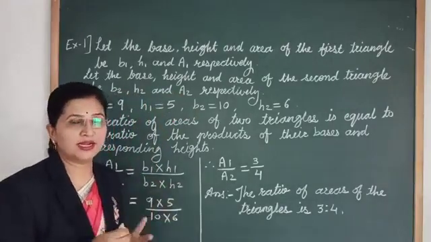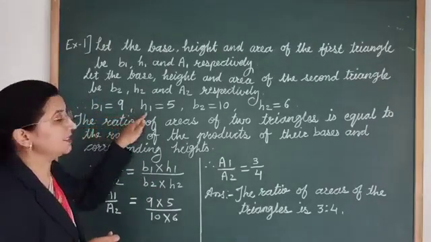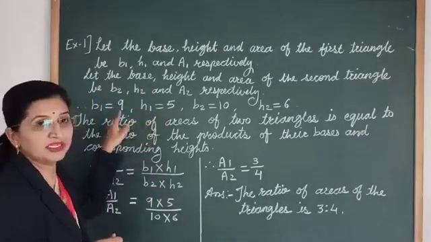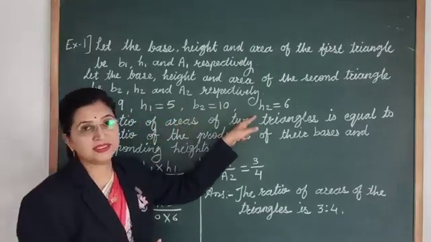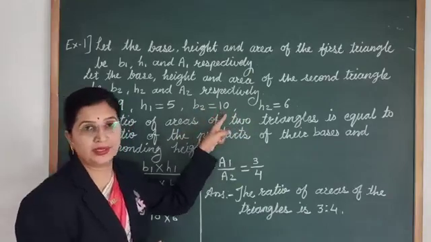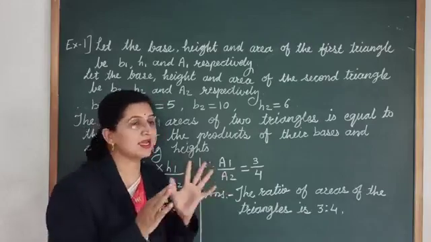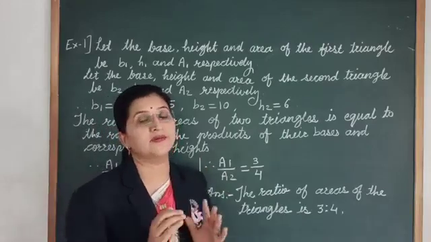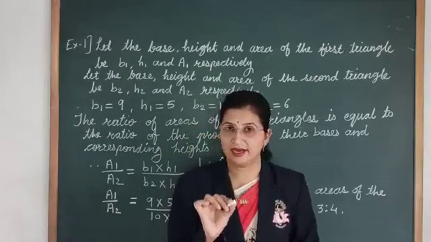Okay. Now let's write down the values. Base of the first triangle is given 9. Its height is given 5. So B1 is equal to 9, H1 is equal to 5. Base and height of the other triangle are given 10 and 6. That's why B2 is equal to 10 and H2 is equal to 6. So dear students, here bases and heights of both the triangles are given and we are asked to find out the ratio of their areas. Okay.